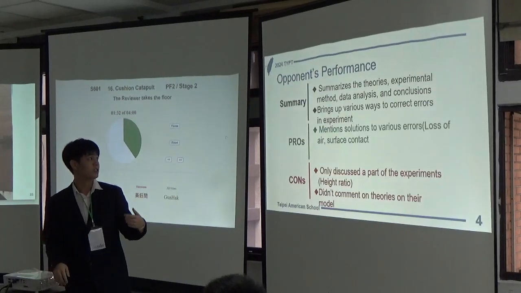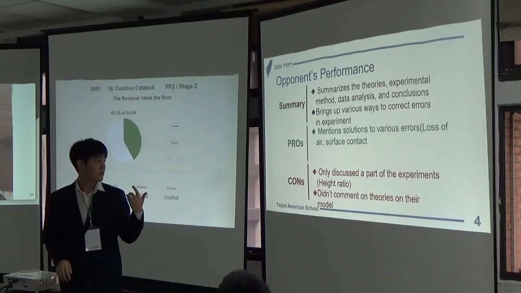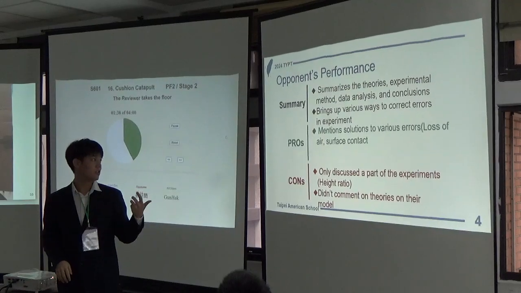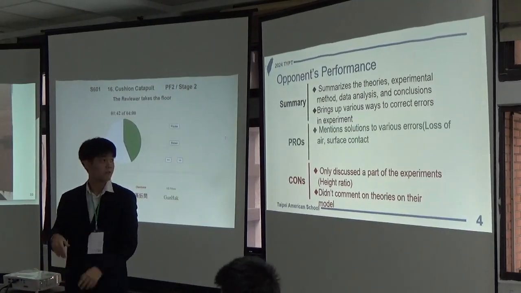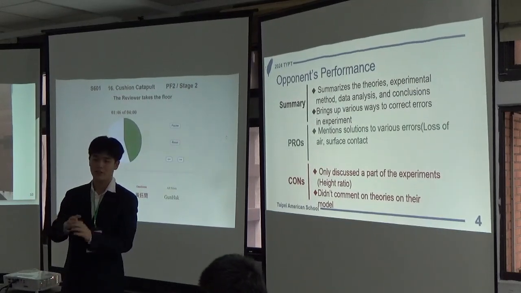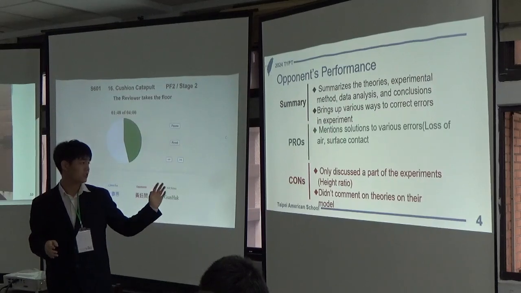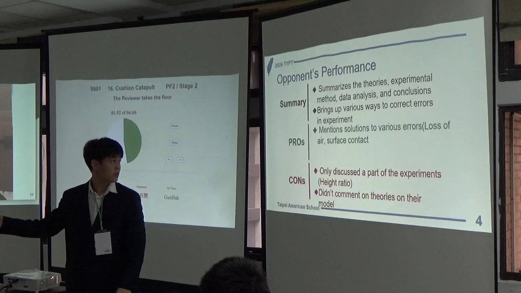For the opponent, he summarizes the theory, experimental method, data analysis, and conclusions. And he brings up various methods to correct errors in the experiment. For the pros, he mentions solutions to various errors such as loss of air or surface contact, also with the mention of heat. And the con, he only discussed part of the experiments, and he didn't really comment on the theories they had.